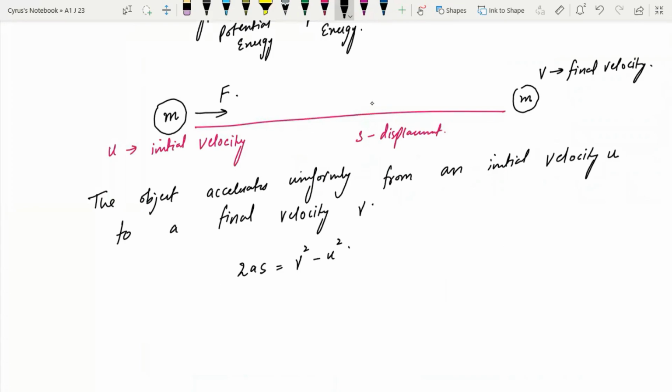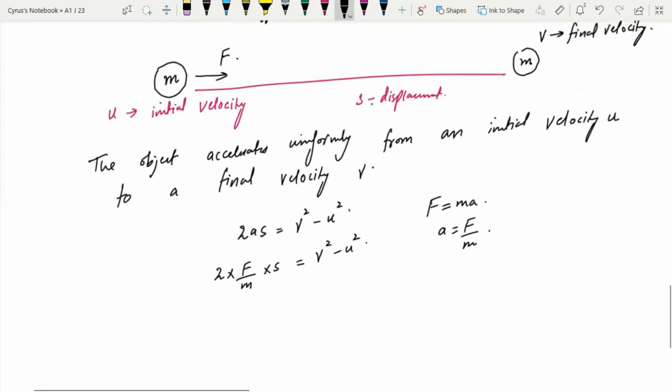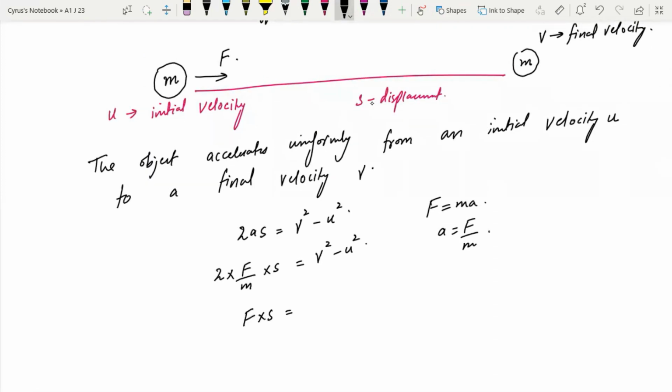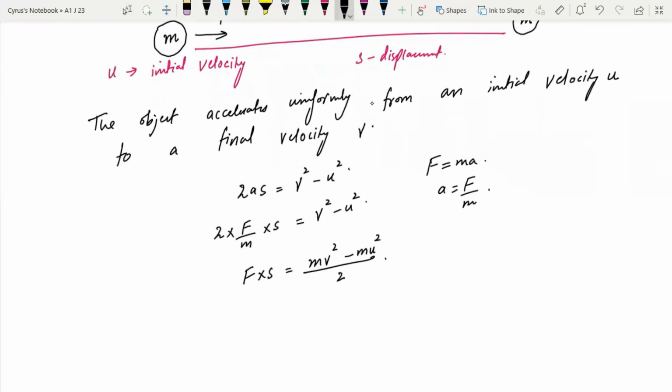You know that force is equal to mass into acceleration. So can I write here a is equal to F over m? I can write here 2 into F over m into s is equal to v square minus u square. And this becomes F into S is equal to mv square minus mu square over 2. This F into S is the work done.